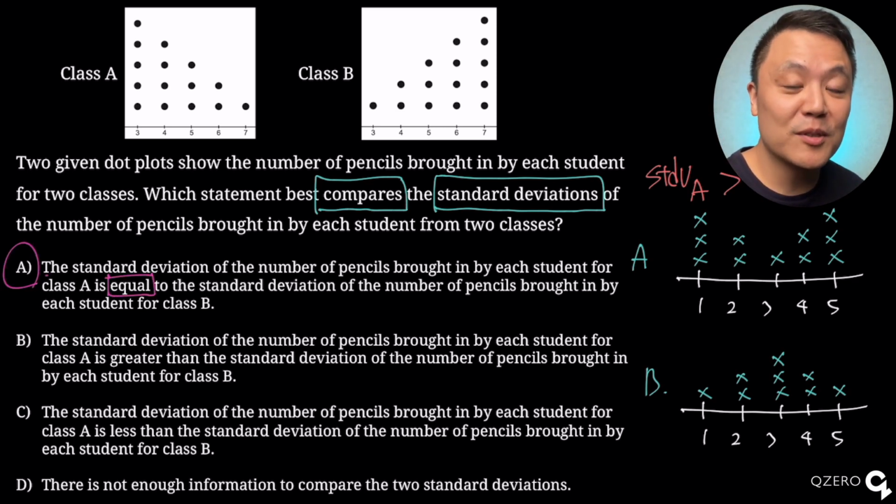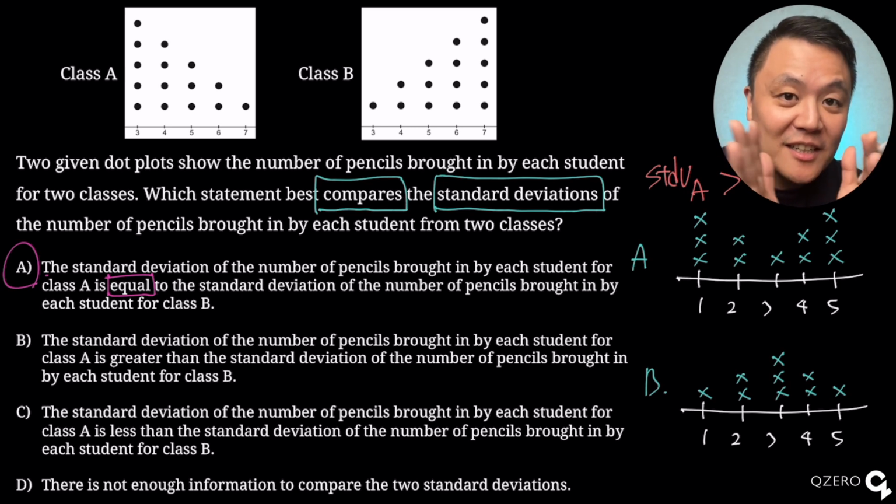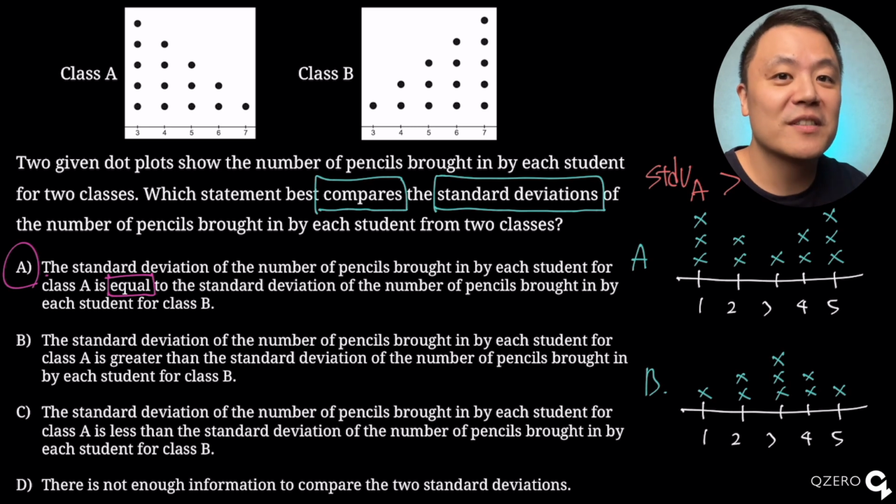Remember the simple version of the definition of standard deviation. Data values scattered out toward the outside, big standard deviation. Data values collected together around the center, small standard deviation.